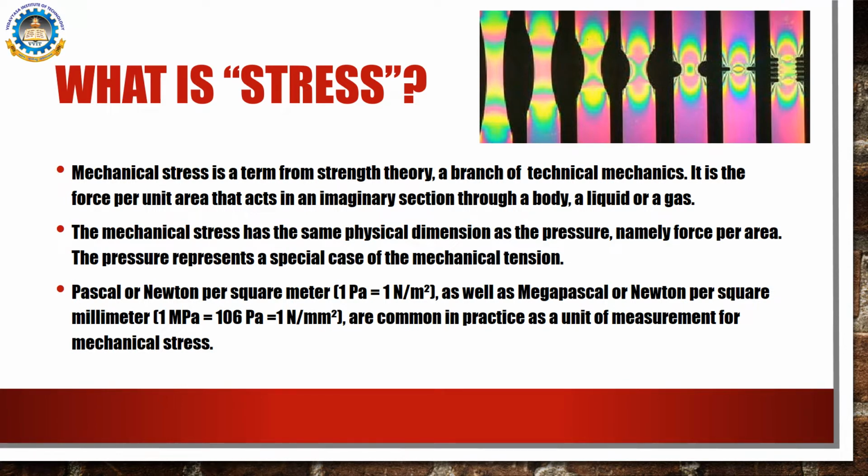Mechanical stress is a term from strength theory, a branch of technical mechanics. It is the force per unit area that acts in an imaginary section through a body, a liquid, or a gas. The mechanical stress has the same physical dimension as the pressure, namely force per area. The pressure represents a special case of mechanical tension. Pascal or Newton per square meter, as well as megapascal or Newton per square millimeter, are common in practice as a unit of measurement for mechanical stress.